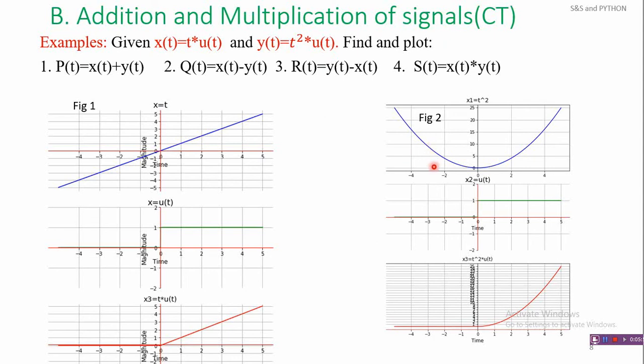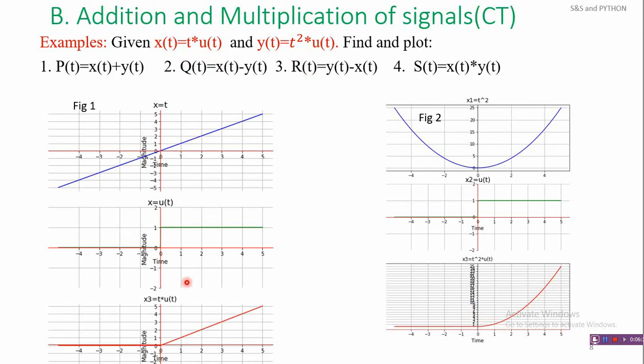Here t square exists for both positive and negative values of t and it is given by this. And u of t is 1 for t greater than 0, and 0 for t less than 0. So when we take the product of these two signals, for t less than 0, the product is 0 because u of t is 0. Non-zero values exist only for t greater than 0 and the resultant signal will be as shown here. So this is the x of t and y of t.